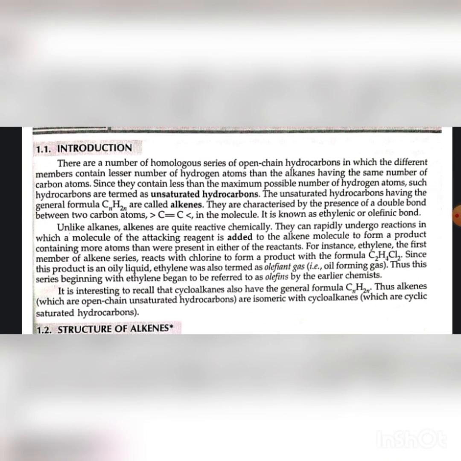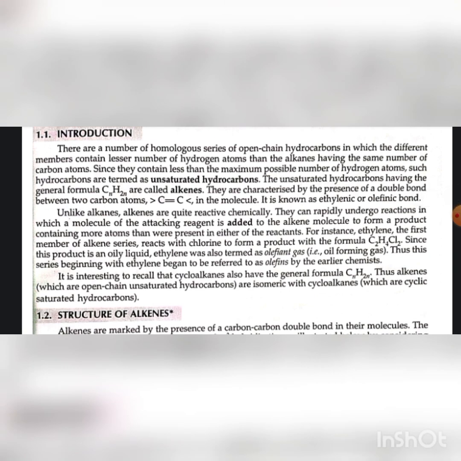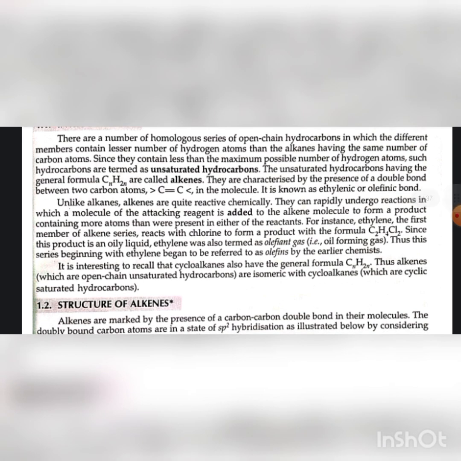They are characterized by the presence of a double bond between two carbon atoms in the molecule. It is known as ethylenic or olefinic bond. Unlike alkanes, alkenes are quite reactive chemically. They can rapidly undergo reactions in which a molecule of the attacking reagent is added to the alkene molecule to form a product containing more atoms than were present in either of the reactants.